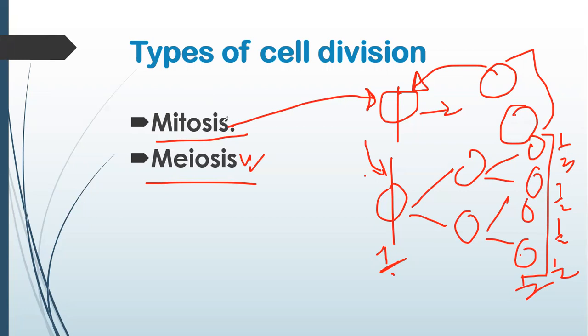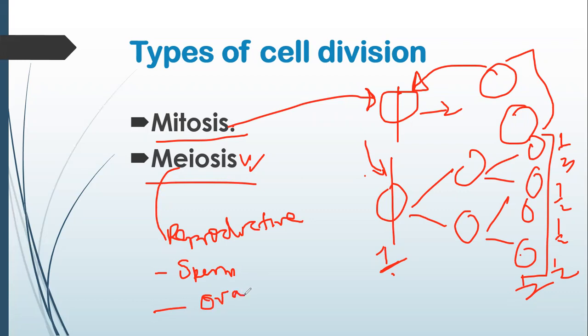But meiosis is found in reproductive cells, such as in the production of sperms. I hope all of us here know what a sperm is, and we all know the structure and stuff like that. And then in production of ova, these are the female eggs, meiosis is also involved. And you need to think about why.